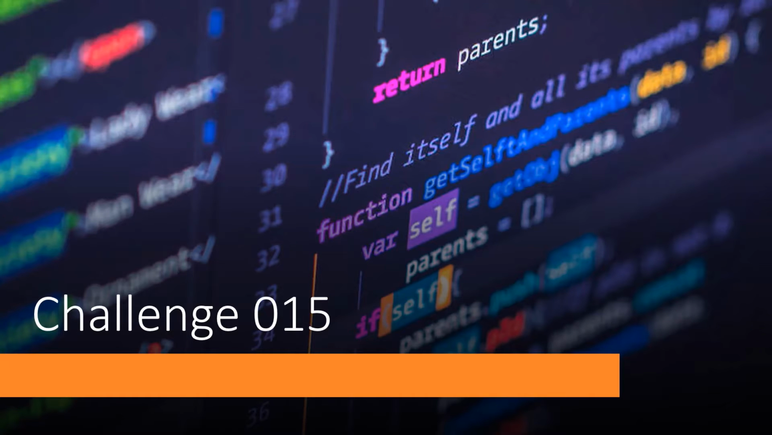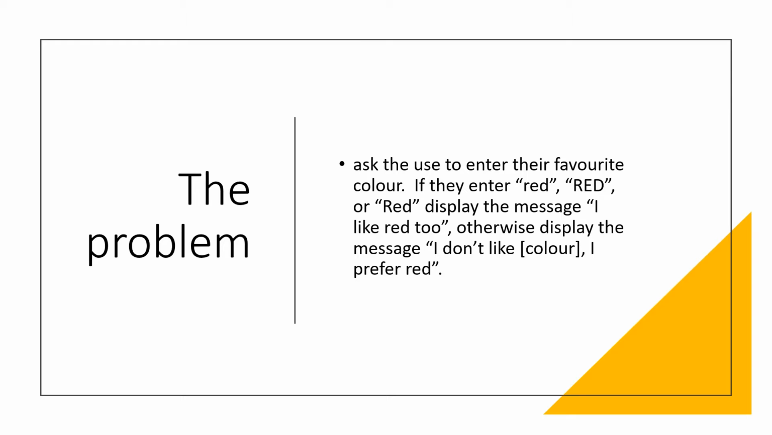So now I'm going to go through challenge 15. So the question is to ask the user to enter their favorite color. If they enter red in all small letters, red in all capitals, or red with a capital R, to display the message I like red too. Otherwise display the message I don't like whatever color they put in, I prefer red.